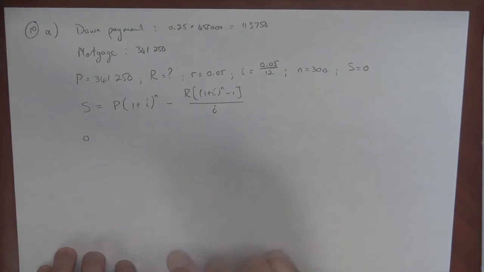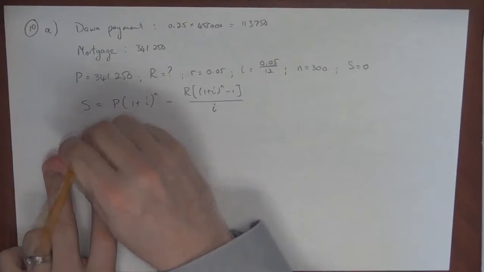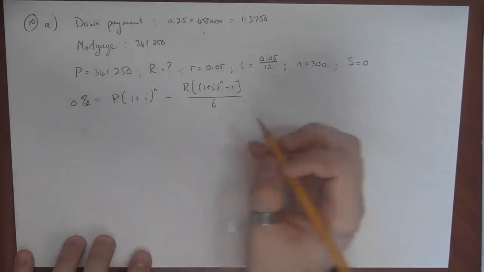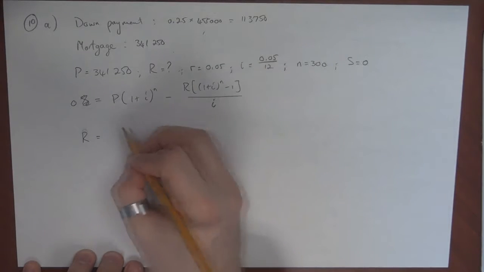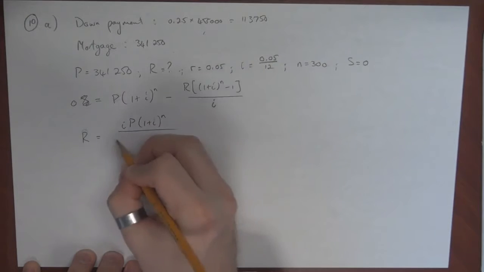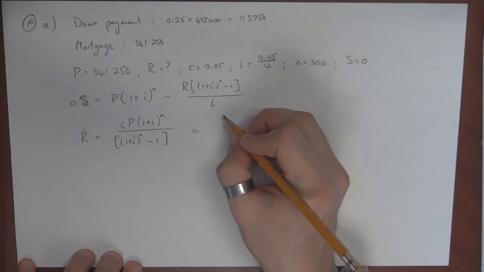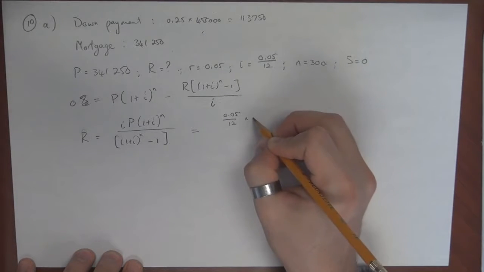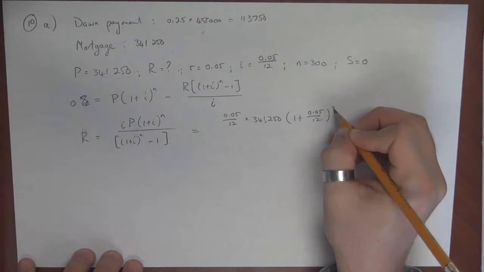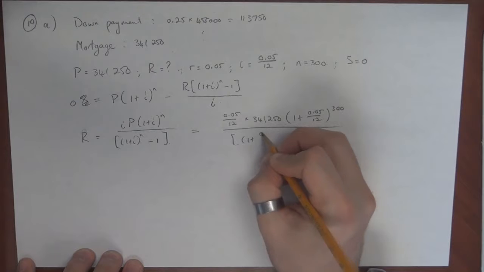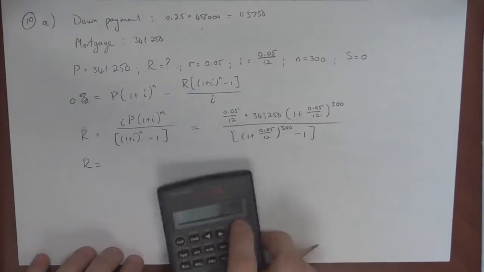So now put it in, I get 0. Well, before I put it in, I want to solve for r with a 0 here. So perhaps it's better to put the 0 in right away and now solve for r. Same as we do in class, I should get r equal to iP (1 plus i) to the n over (1 plus i) to the n minus 1. Let's plug that in, and we have 0.05 over 12 times 341,250 times (1 plus 0.05 over 12) to the 300 over (1 plus 0.05 over 12) to the 300 minus 1. What is the r that I get?